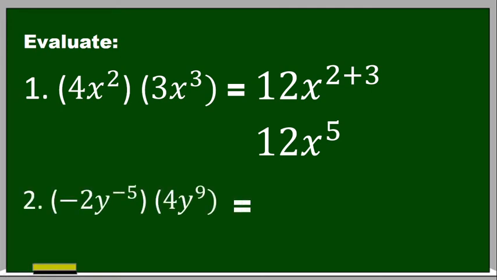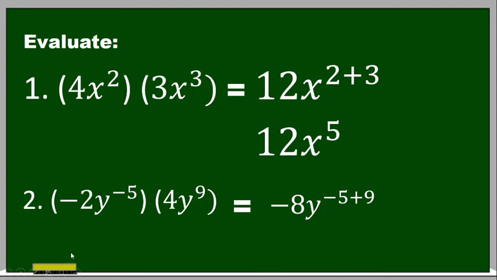Another one, we have negative 2y raised to negative 5 multiplied by 4y raised to the 9th power. So get the product of the numerical coefficients. We have negative 2 times 4, so that is negative 8.